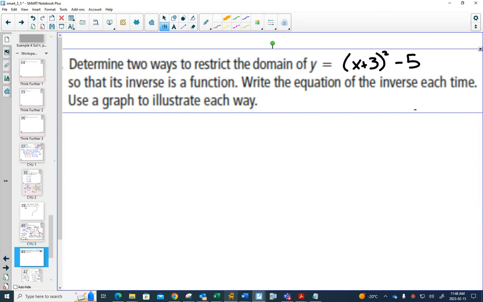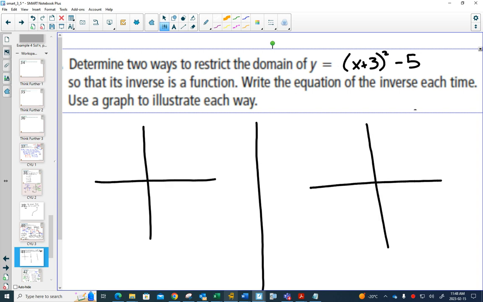Now we'll do another example to determine two ways to restrict the domain of this. And like I said, on a quiz, I will probably have your page split up with two graphs provided so that you can split it up. Remember, these questions ask you to do 6 things. 3 things twice. Restrict the domain twice, find the equation twice, show it graphically twice.